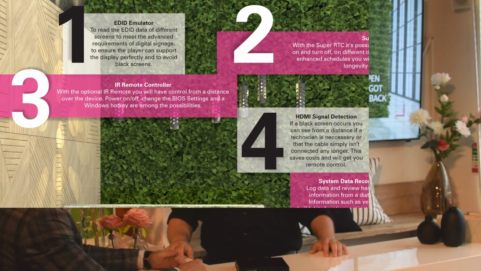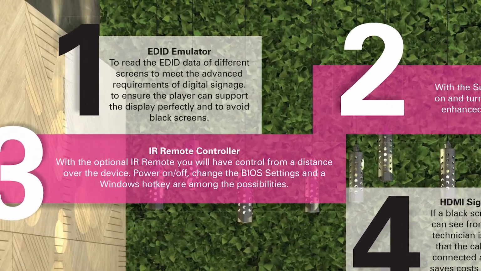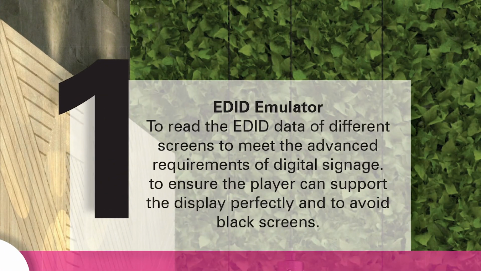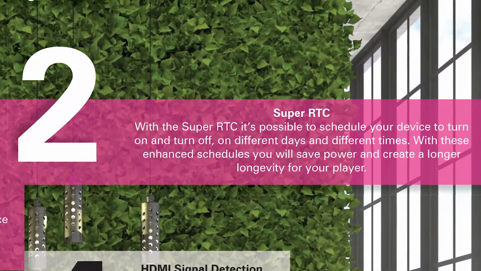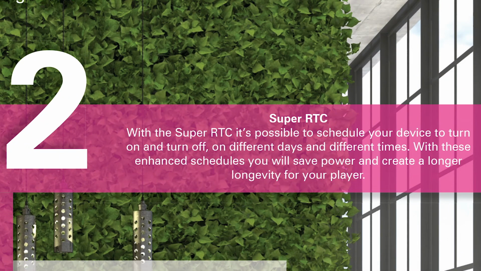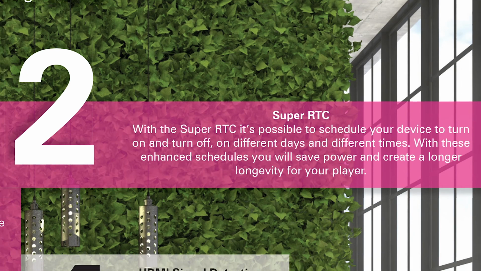Yeah, I think for now what I understand is that the AICU has 5 special features. First of all, we have the EDID emulator, and this is to read the EDID data of different screens to meet the advanced requirements of digital signage. Second of all, we have the Super RTC. With the Super RTC, it is possible to schedule your device with different on and off times. So in a retail environment, you can, for example, turn it off flexibly during the week.